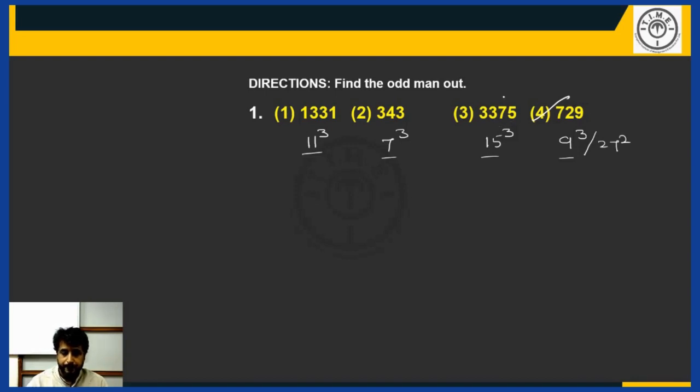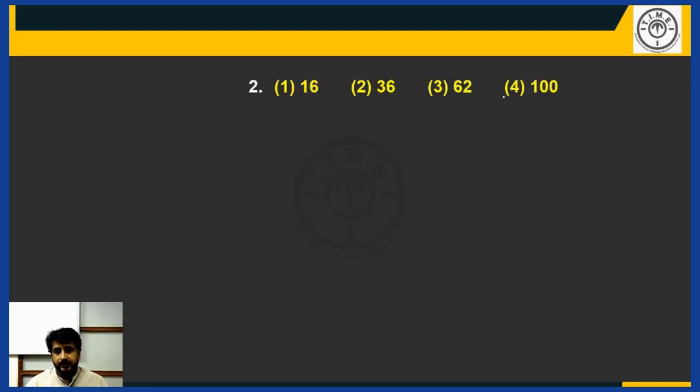Okay. Next. 16, 36, 62, 100. Are you able to recognize these numbers? 16, 36, 100. 16 is 4 square. 36 is 6 square. 100 is 10 square. 4, 6, 10 whole square. Whereas 62 is not any number's square. So which is the odd man out? Third one. Remaining all are perfect squares except 62.